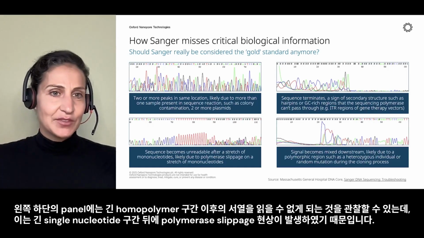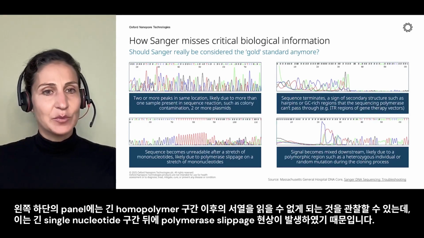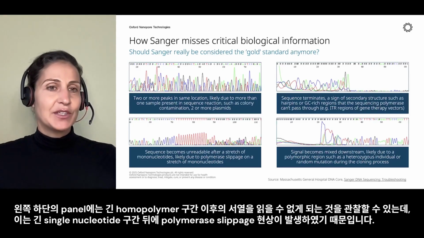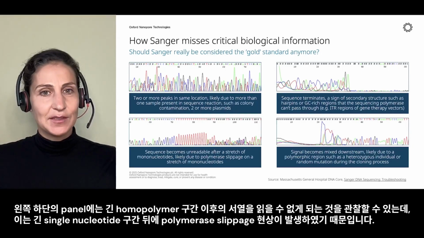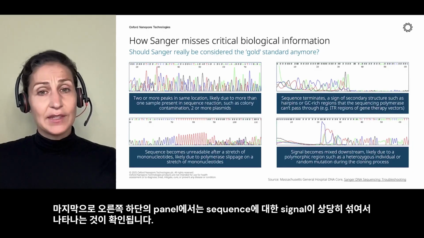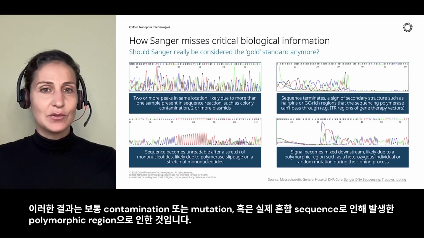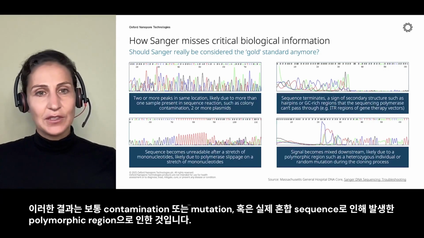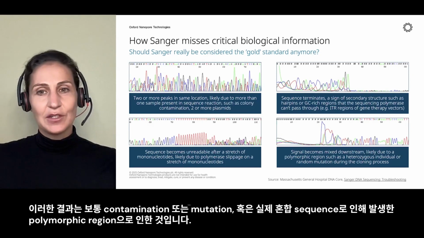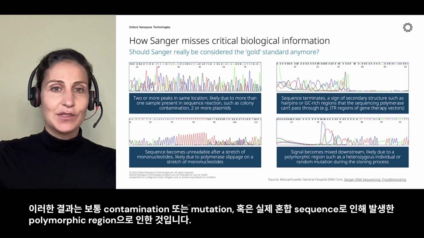On the bottom left, we see that the sequence becomes unreadable after a long stretch of homopolymers. And this can happen because the polymerase slips after a long stretch of mononucleotides. And finally, on the bottom right, we see that the signal downstream can be quite mixed. And this is usually due to a polymorphic region, either through contamination or mutation or a real mixed sequence.